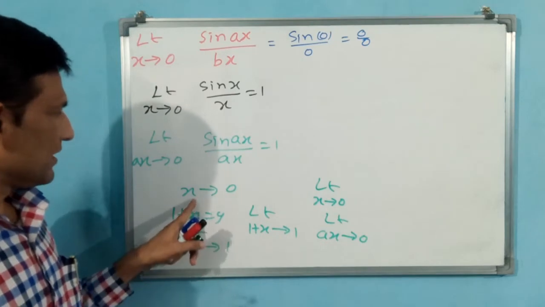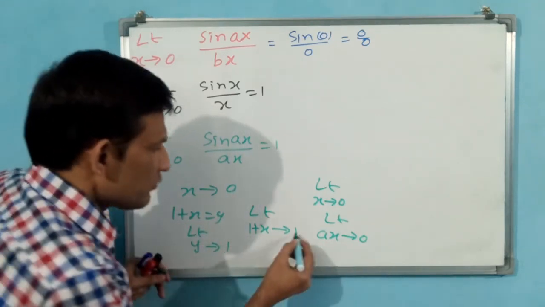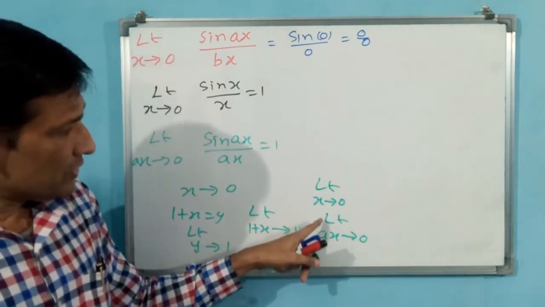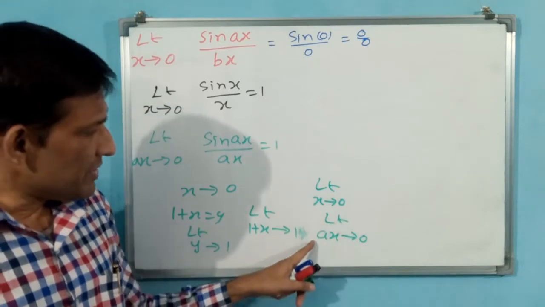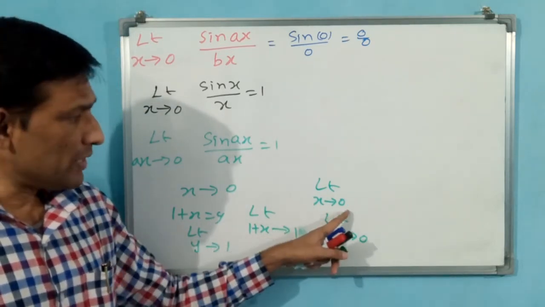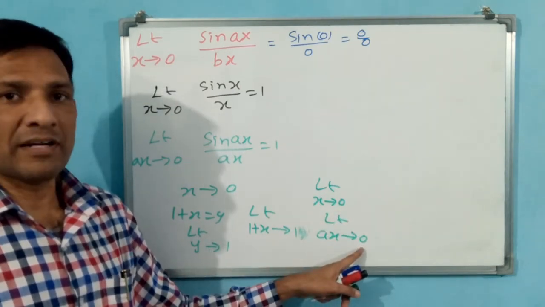Earlier 0 was there, x tends to 0. Now x tends to 1 plus, x tends to 1. Or else we can write like this, but we need not write 0. Like that here also, you see, limit x tends to 0, limit ax tends to 0 only. Why? Because if you multiply 0 into a, if you multiply also 0 only will come.